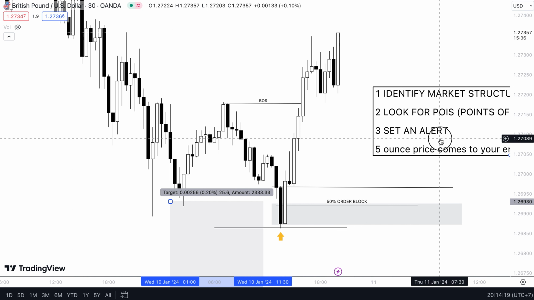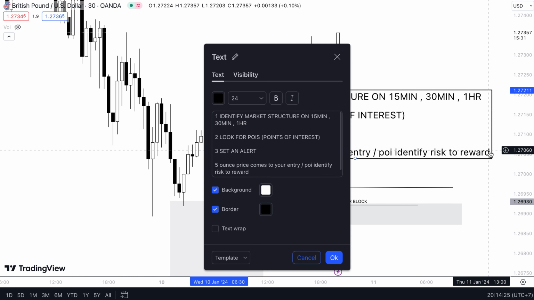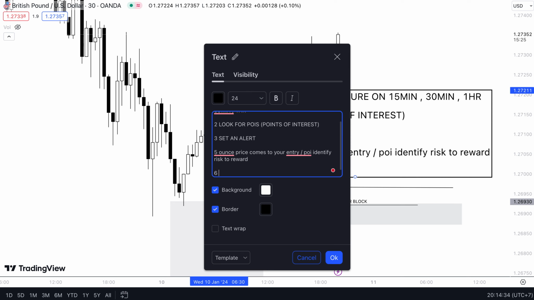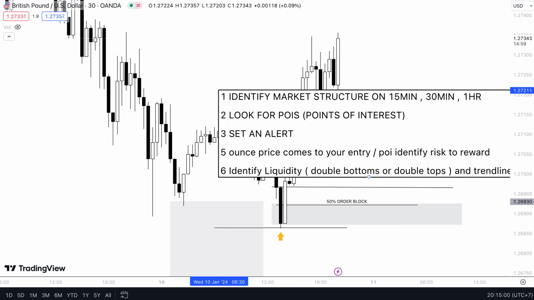So let's see. Sorry guys, I know it's messy. Identify the risk to reward, and step number 6, identify liquidity. And I'll put double bottoms or double tops, and trend lines. So these are the steps that I'm going to give you just to start out to help improve your trading.